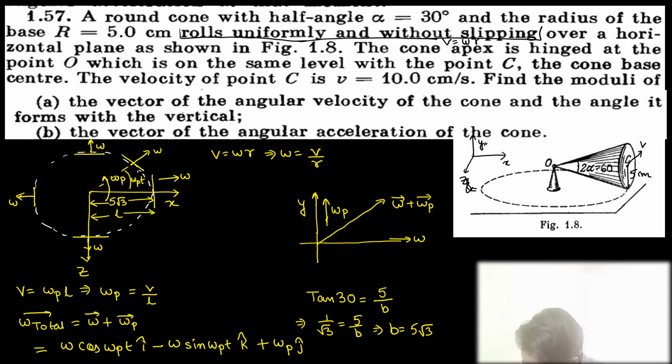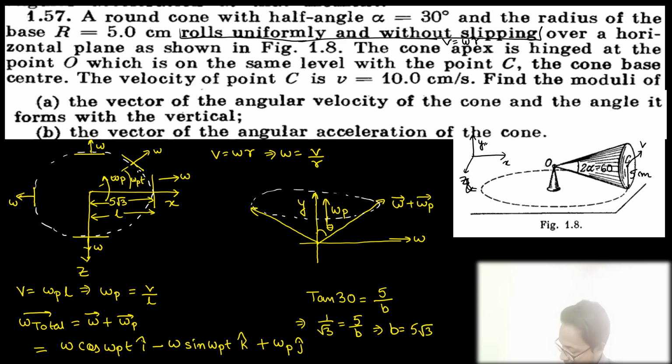But this vector would keep rotating around this circular orbit. Why? Because the direction of omega keeps on changing. After a certain while, the direction vector of omega plus omega p would be in this direction. After a certain while, it would be in this direction. So this vector would keep revolving around this circular orbit. But the magnitude of this vector would always remain the same. And the angle this resultant vector makes with the vertical will always remain the same. So suppose this angle is theta.